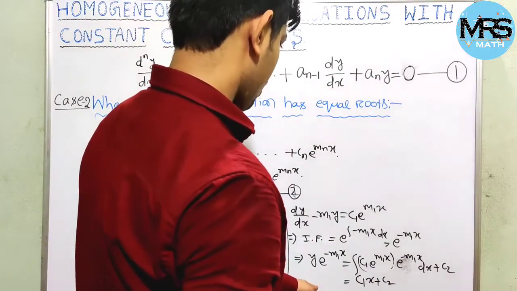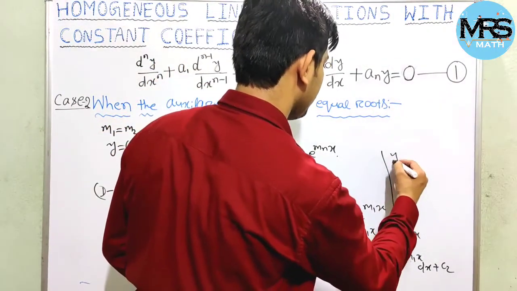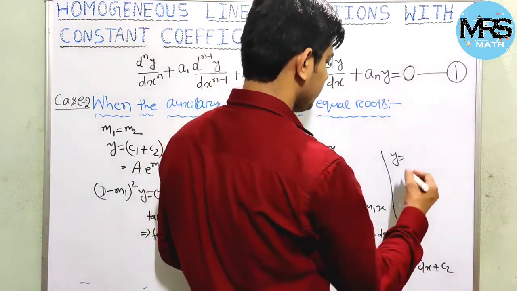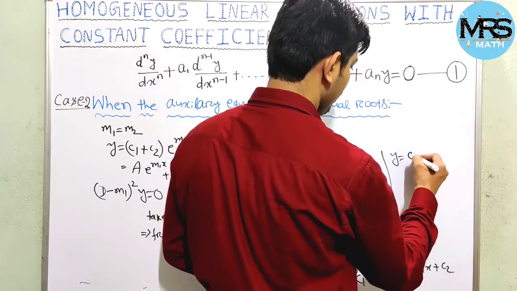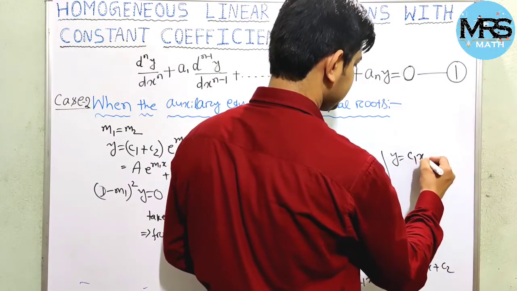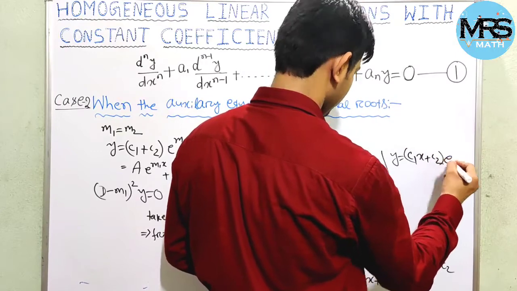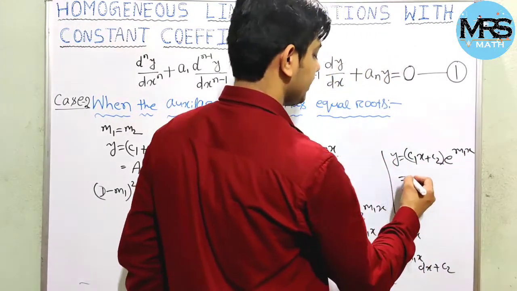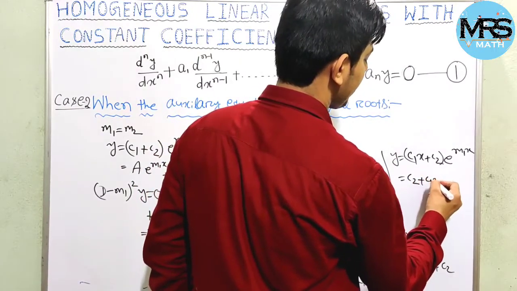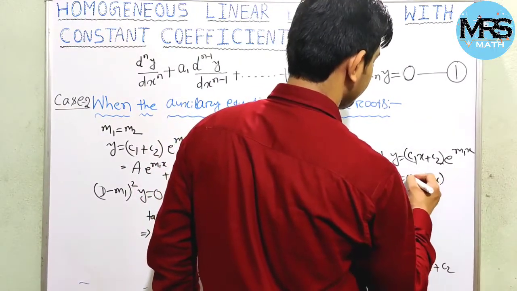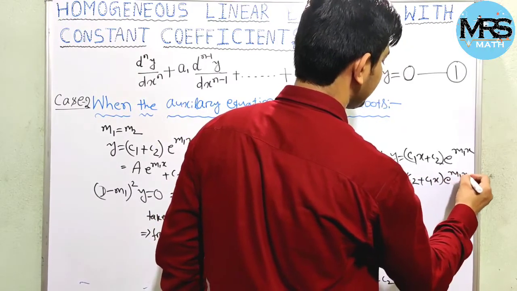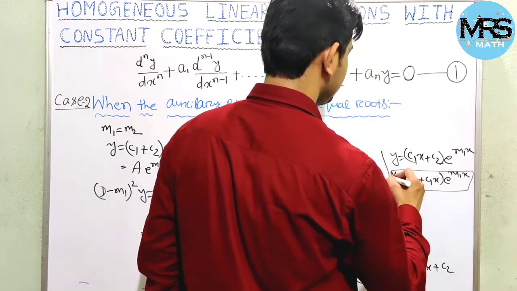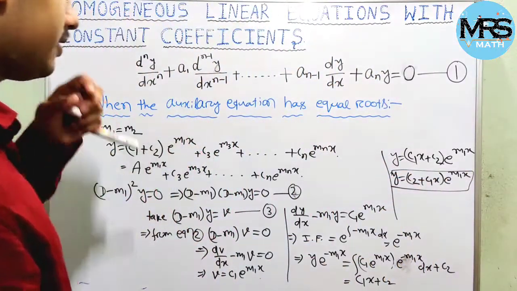So y will be equal to e to the power m1x times, if we bring it to that side, what we will get? c1x plus c2, into e to the power m1x, right? So we can write this as c2 plus c1x into e to the power m1x. So this will be the general solution for this case, right?